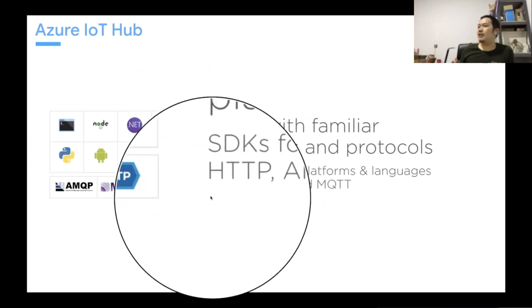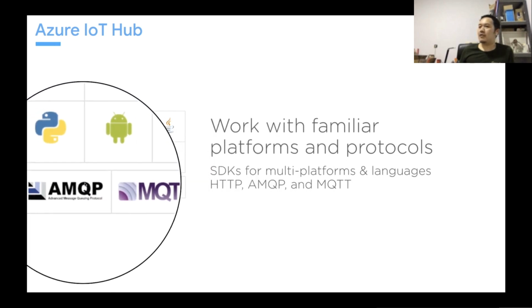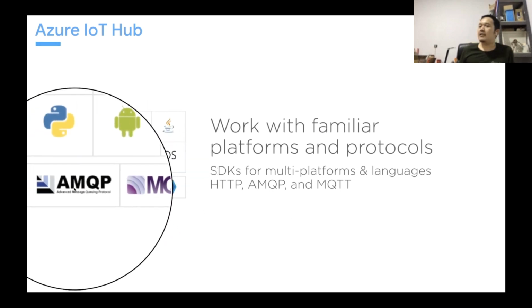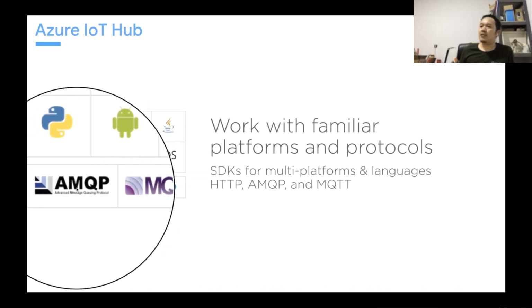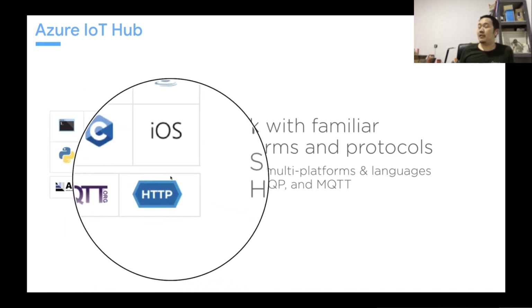And currently, the protocol support is obviously MQTT. And initially, they supported AMQP and also HTTP, right? Or HTTPS.